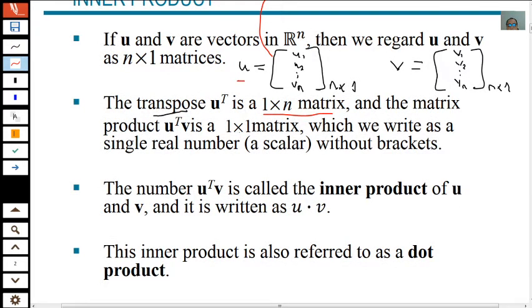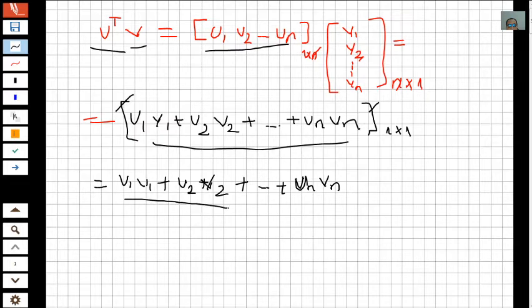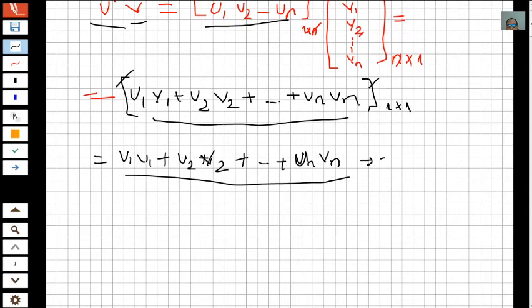So we have a 1 by 1 matrix like this one, which we write as a single real number without brackets. Namely, for the result, we don't use the brackets for this product. Directly we write u1 v1 plus u2 v2 and so on plus un vn. Okay, just we have a single real number.